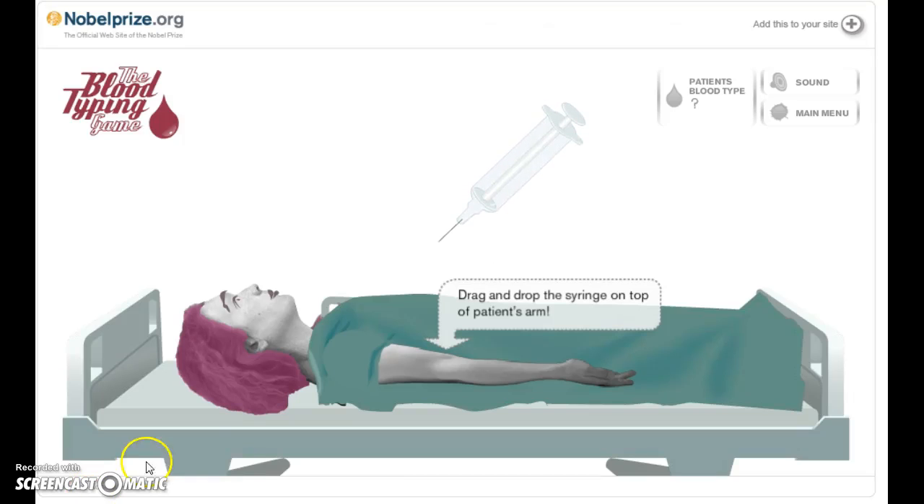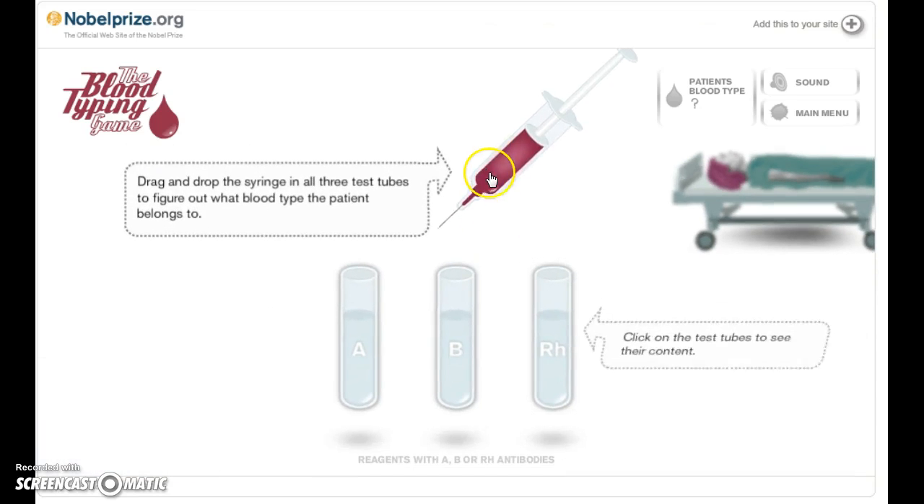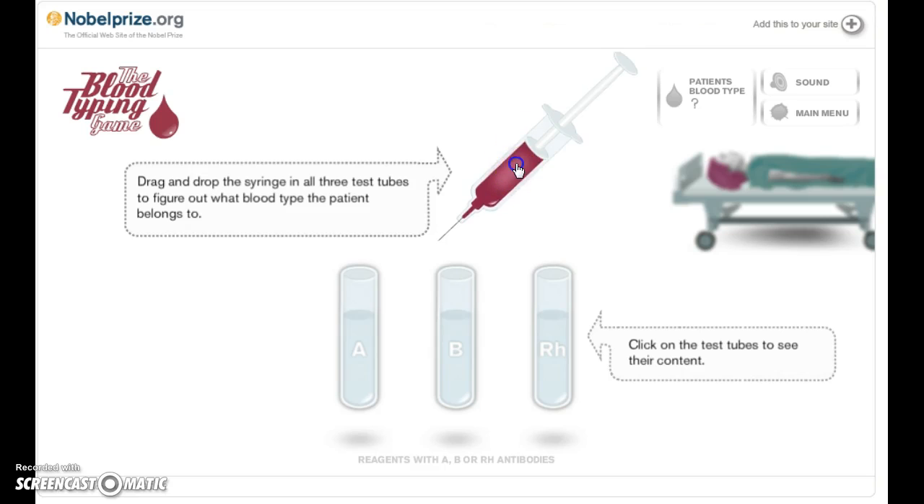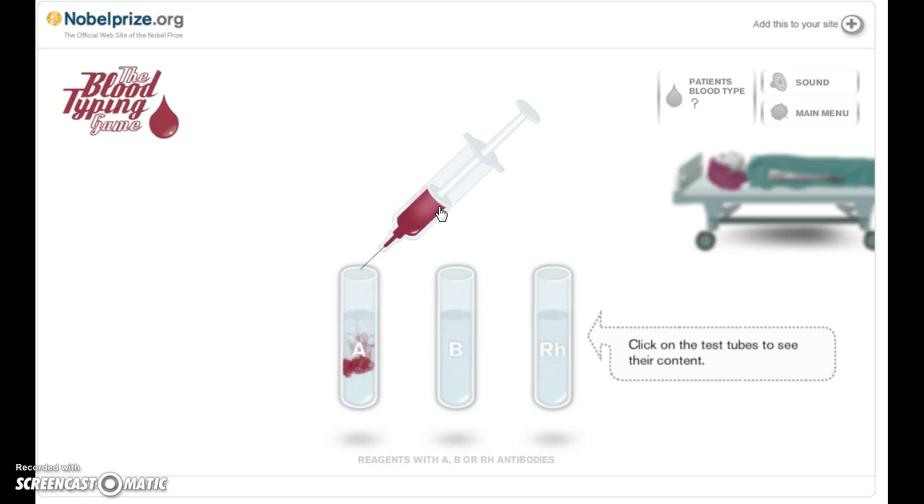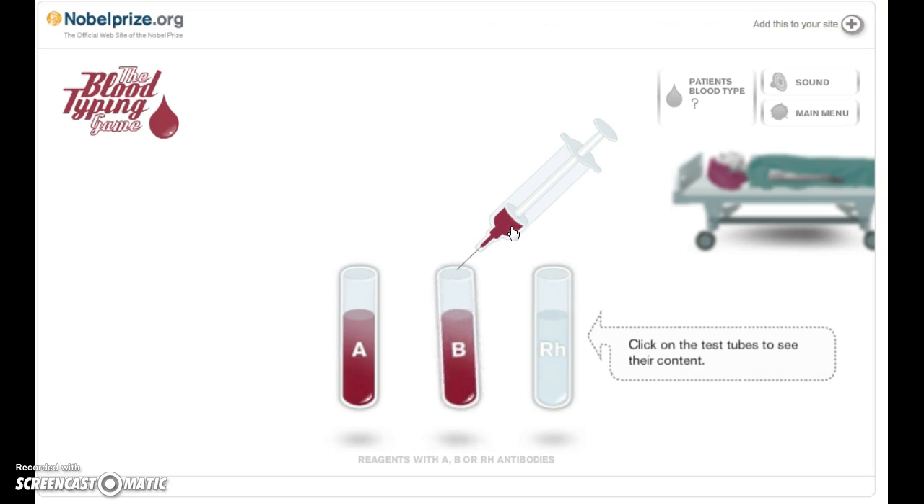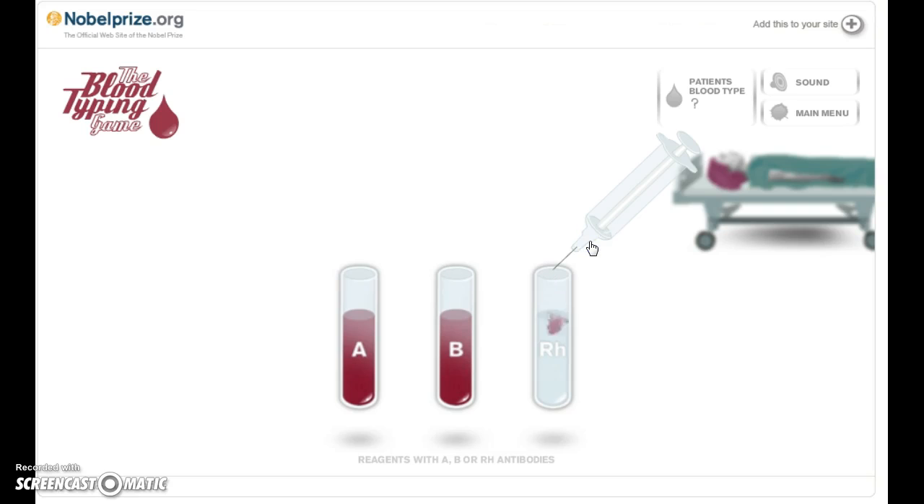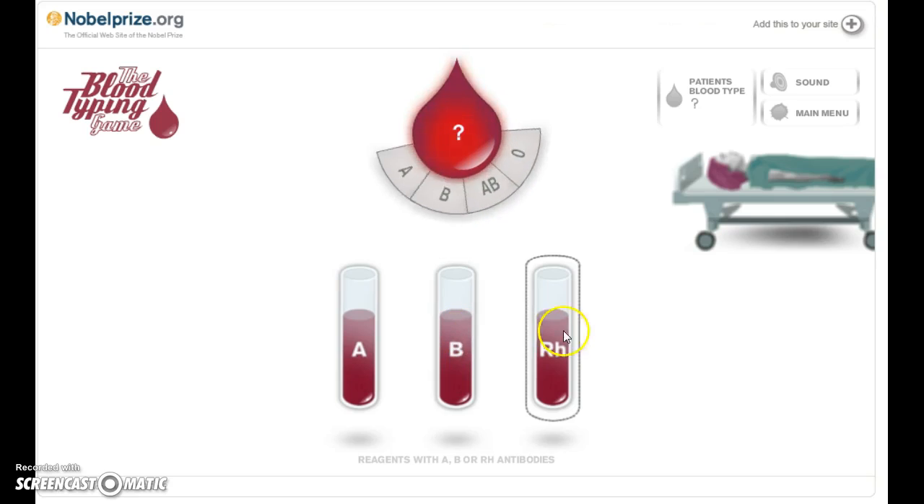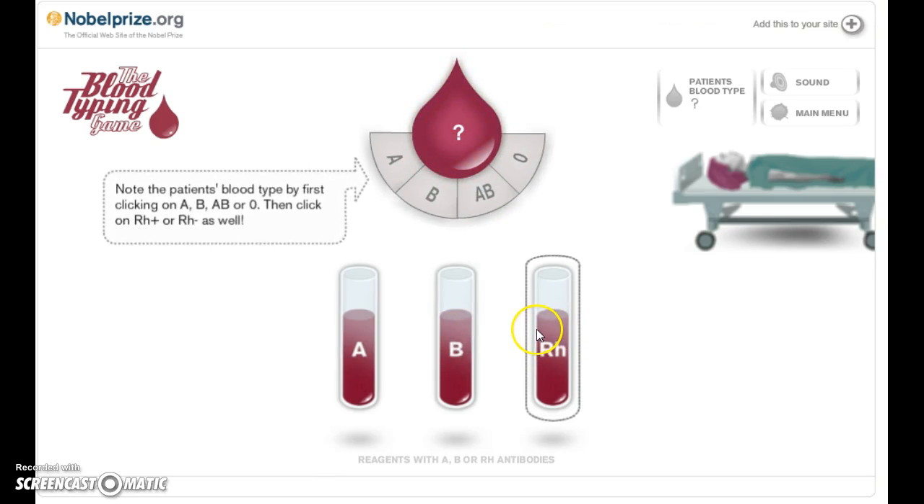Okay, so we're here in the blood typing game, and this game has two parts. It has this first part where you're to determine the blood type of your patient, and when you do that, what we can see here is inside the patient's blood, we are going to have red blood cells that have antigens on them. And the three antigens that we're looking for are antigen A, antigen B, and antigen Rh.